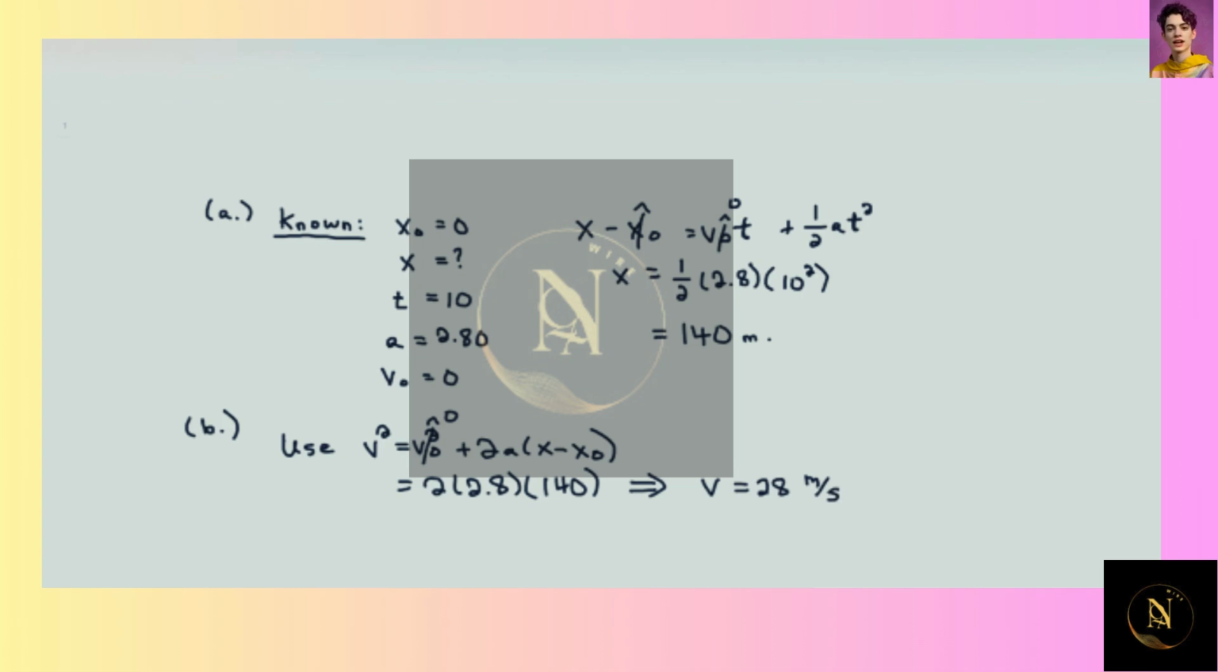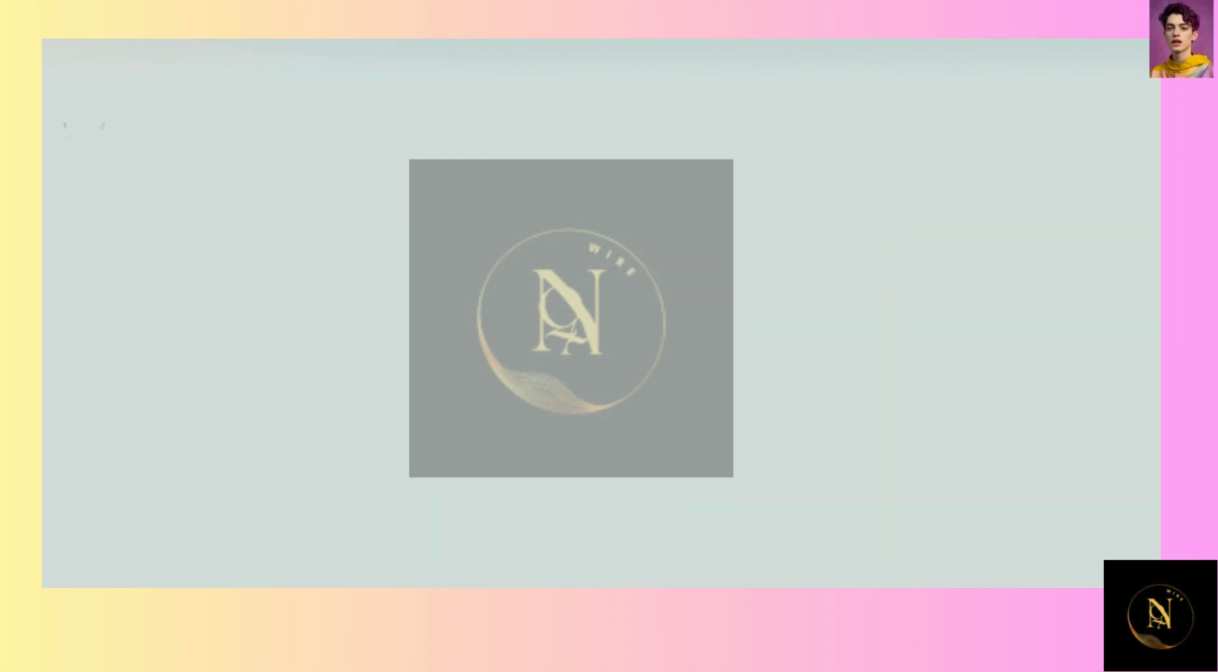Now that we know what the velocity is after 10 seconds, we can use that to figure out what the velocity is when the height is 325 meters. So we know v naught is 28 meters per second. We know that a is 2.8 meters per second squared.